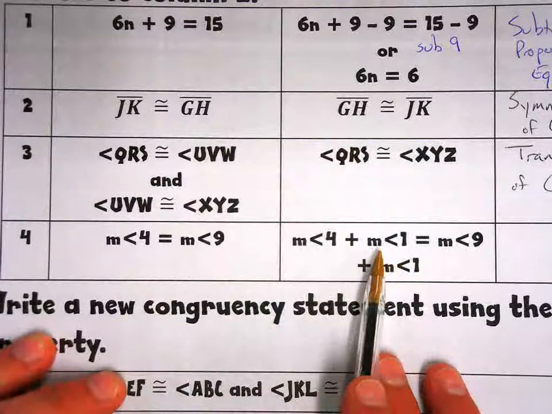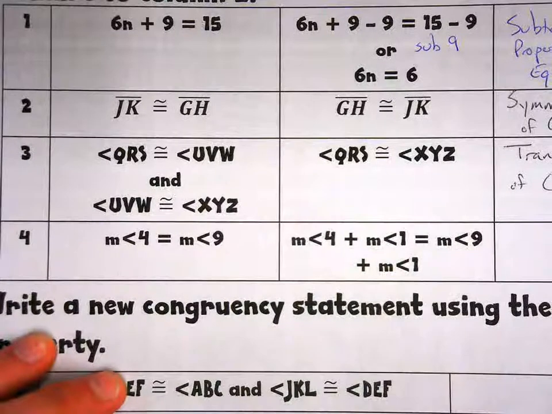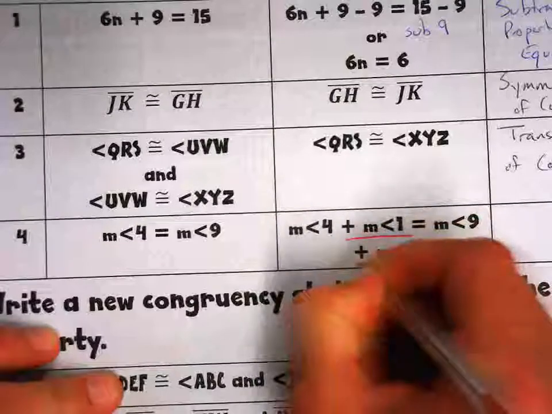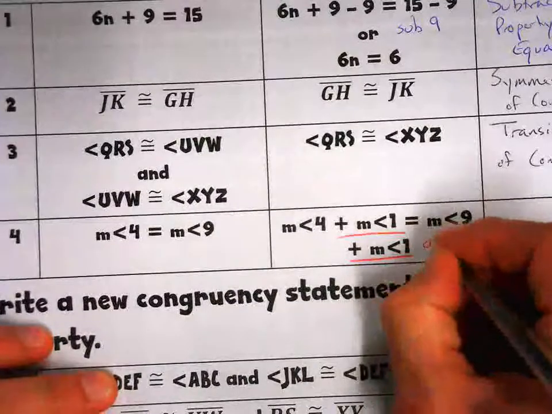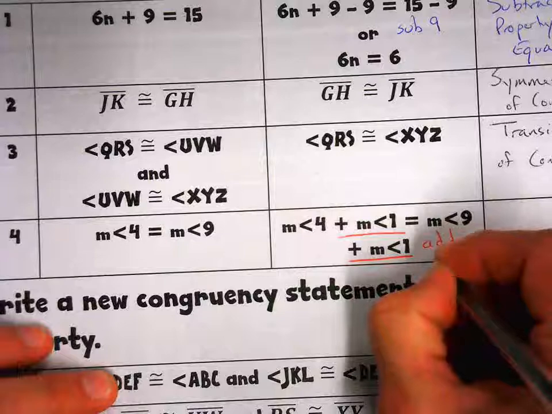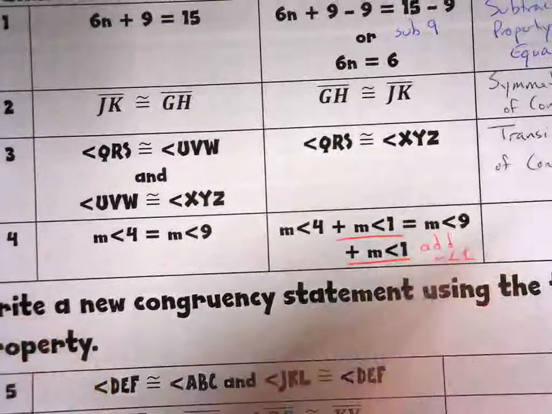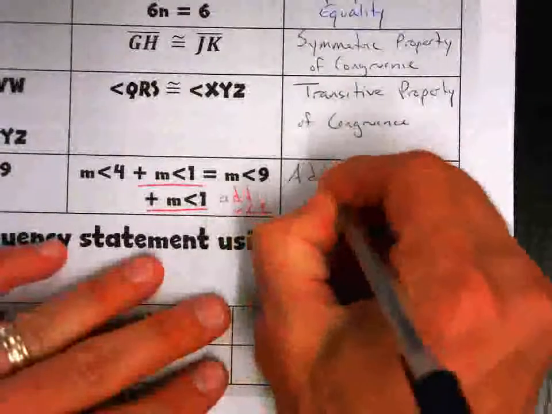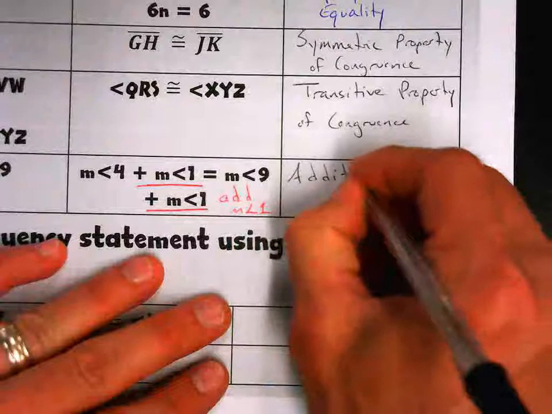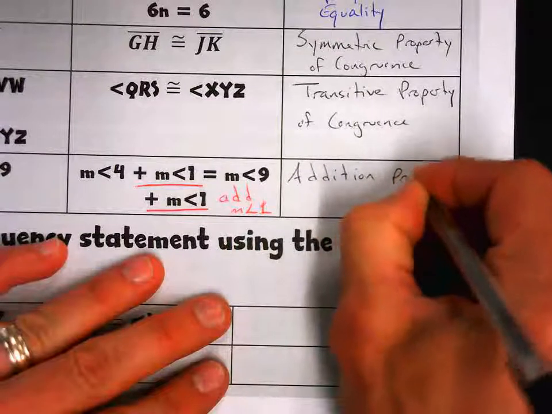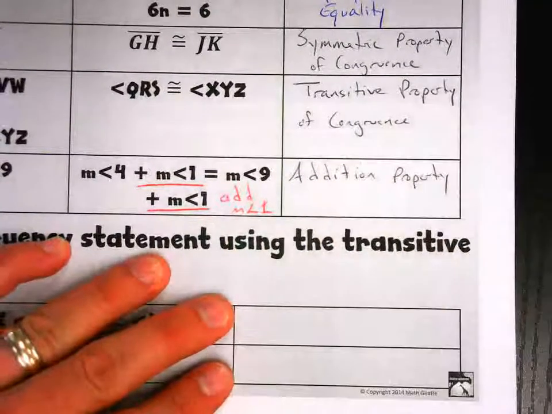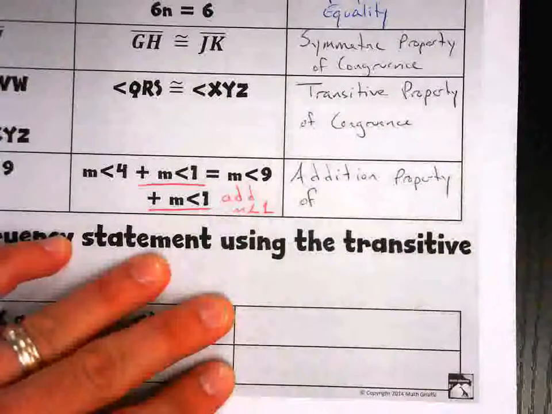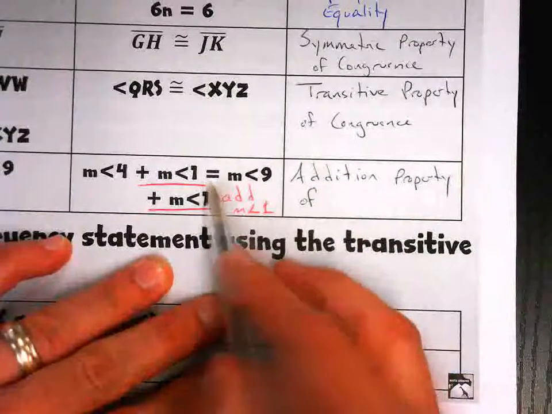What's happening is that we're adding the measure of angle 1. And if we're adding something to both sides of an equation, we are using the addition property, okay? The addition property of what, right? Is it congruence or equality? Well, we're using an equal sign, that is equality, okay? And so that's how all those notes kind of play out.